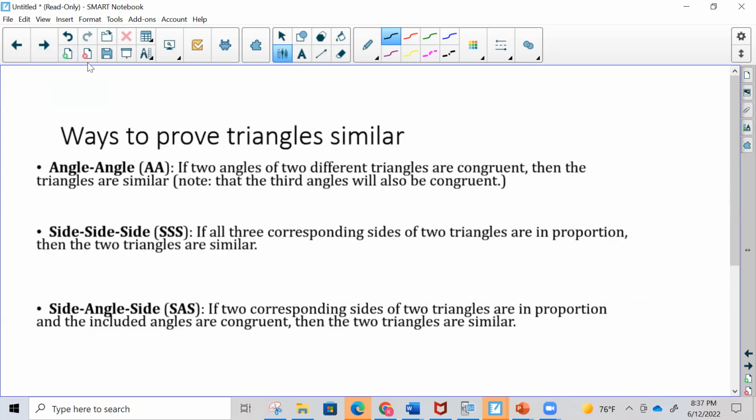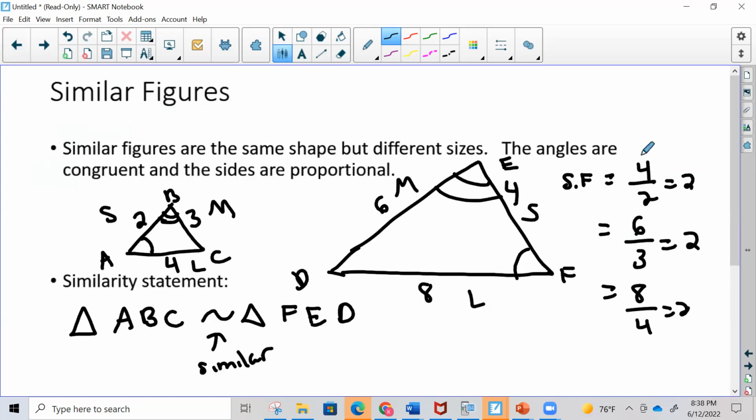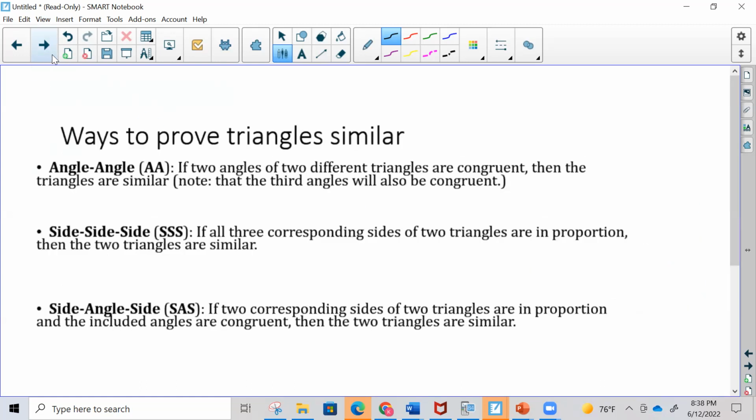Okay. So there are 3 ways to prove triangles similar. The first way is angle. If 2 angles of 2 different triangles are congruent, then the triangles are similar. Again, you don't need all 3. If you have all 3, great, but you only need 2 pairs. Then you have side. So if the 3 corresponding sides of 2 triangles are in proportion, then the 2 triangles are similar. To check that, we do this, where we divide all the corresponding sides and see if we get the same ratio, the same value.